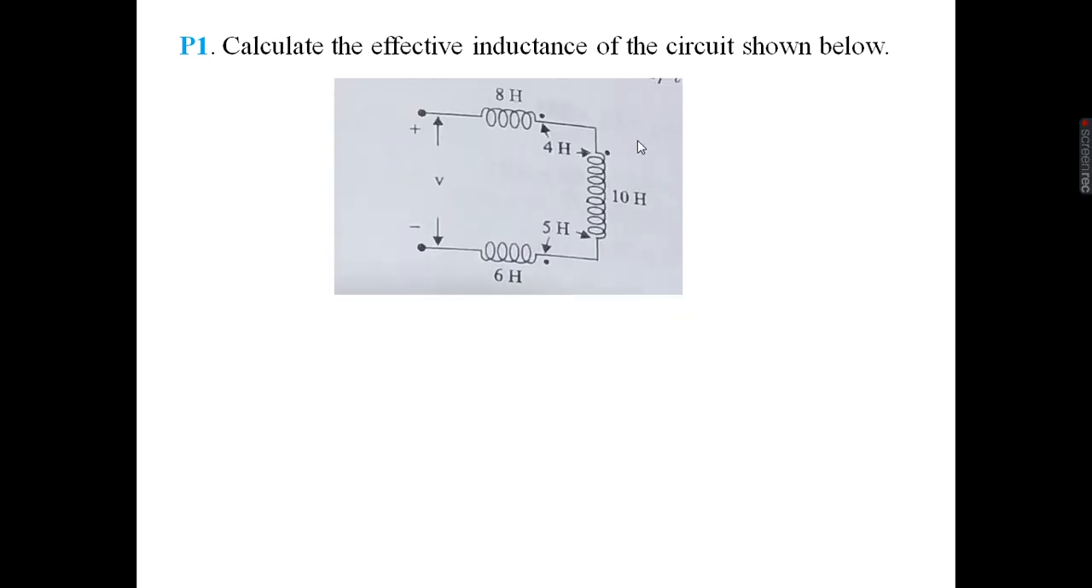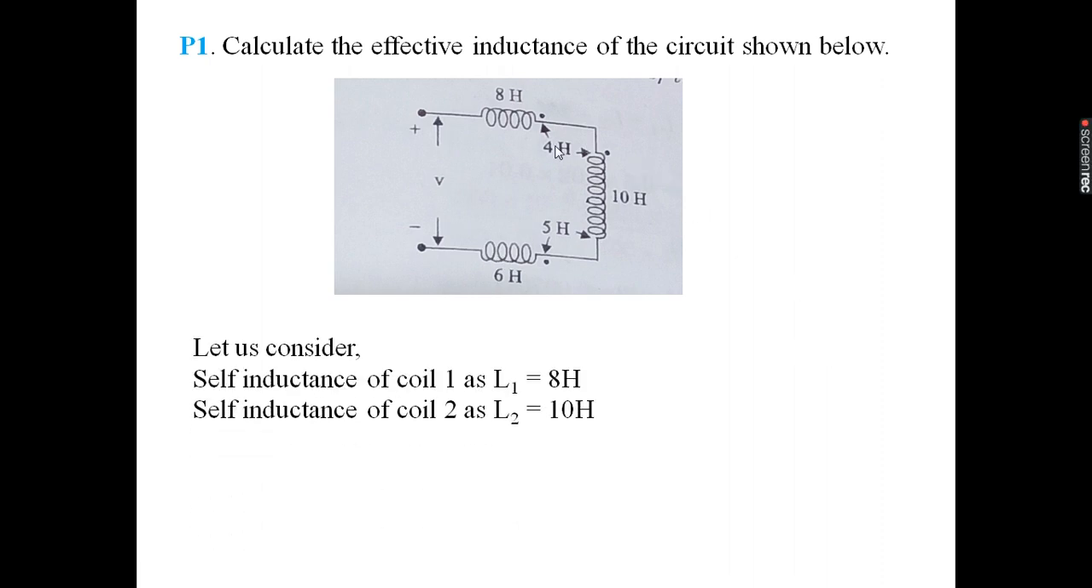So this is your circuit. Whenever we look at the circuit, we have to look out for the number of coils. You can see here we have 3 coils. You can take this as coil 1, this as coil 2 and this as coil 3. Self-inductance of coil 1 is taken as L1 and it is 8 Henry, and self-inductance of coil 2 is 10 Henry. For coil 3, L3 is 6 Henry.